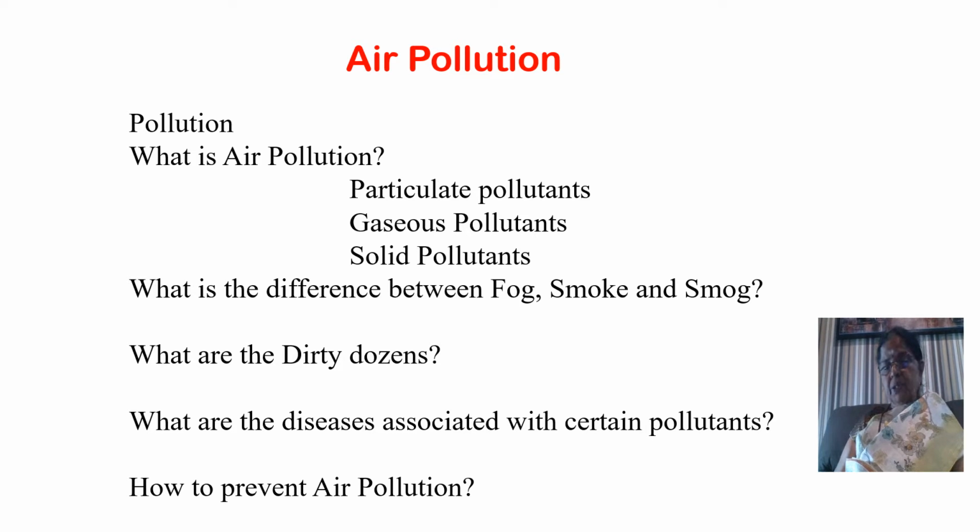Today we are going to define what pollution is and what air pollution is, and how pollutants are grouped into particulate, gaseous, and solid pollutants based on their nature. We will also discuss the difference between fog, smoke, and smog, and what the dirty dozen are. What are the chemicals called the dirty dozen? And what are the diseases associated with certain pollutants? We are going to learn the names of certain diseases and the causal pollutants associated with each, and also the various methods to prevent air pollution.